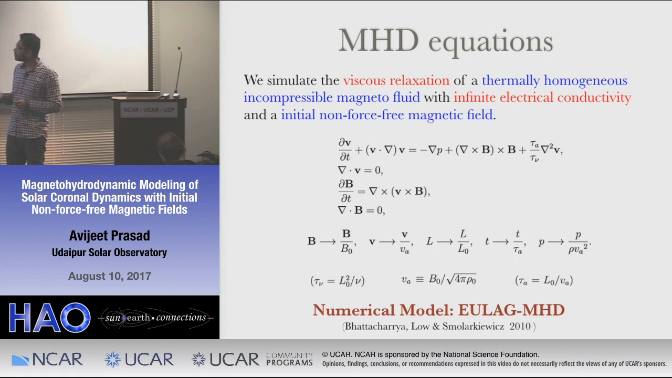Also, the physical parameters are scaled in the following manner: the magnetic field by the strength of the mean field, velocity by the Alfvén velocity, length by the length of the magnetogram itself, and time with respect to the Alfvén time scale. And this tau nu is a viscous dissipation time scale. So these equations are implemented numerically through this Euler MHD code.